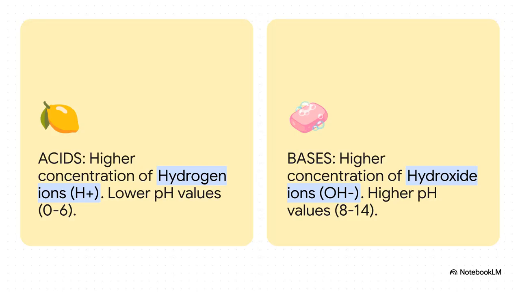So, what's the real scientific difference here? Well, it all comes down to these things called ions. Acids have a high concentration of hydrogen ions. They're like eager donors. On the other hand, bases are the total opposite. They have a high concentration of hydroxide ions, and they're ready to accept.